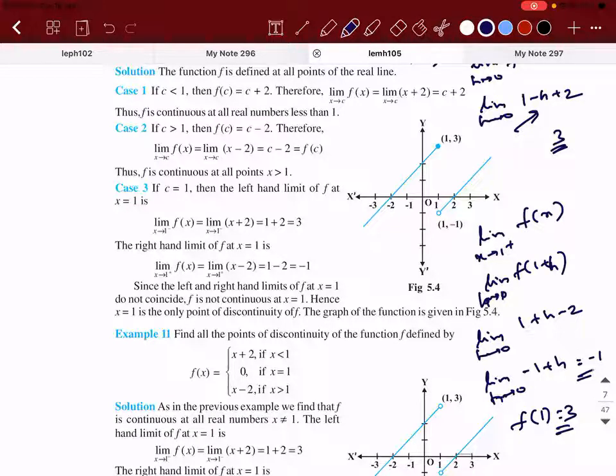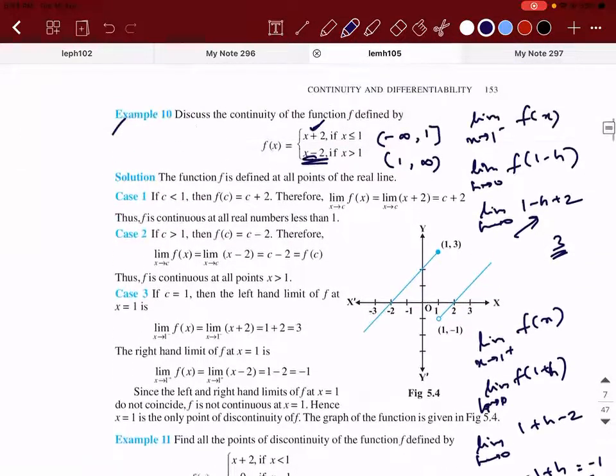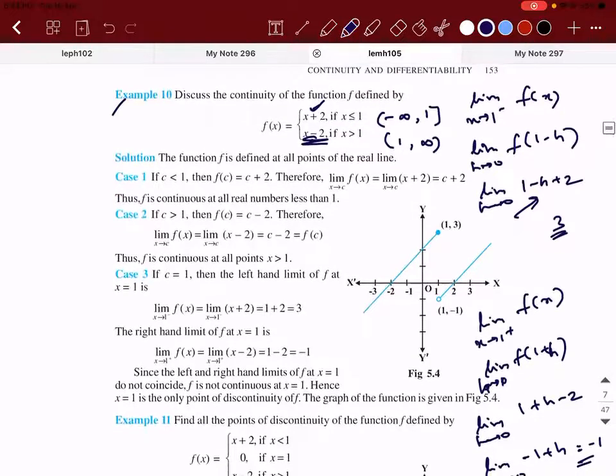Is it clear? So when the question is about discuss the continuity, you should either say the function is continuous or discontinuous. If it is discontinuous, you need to mention the point at which it is discontinuous. Generally, for these kind of problems, discontinuity will exist at the point where the function is broken. That is at 1.